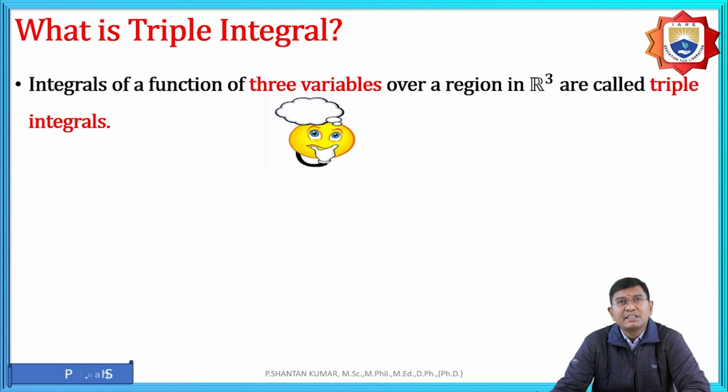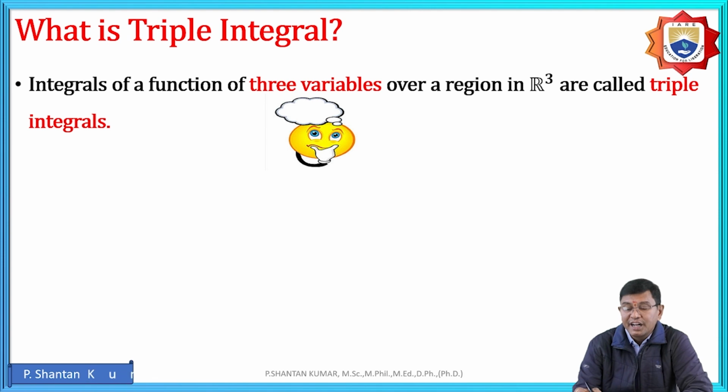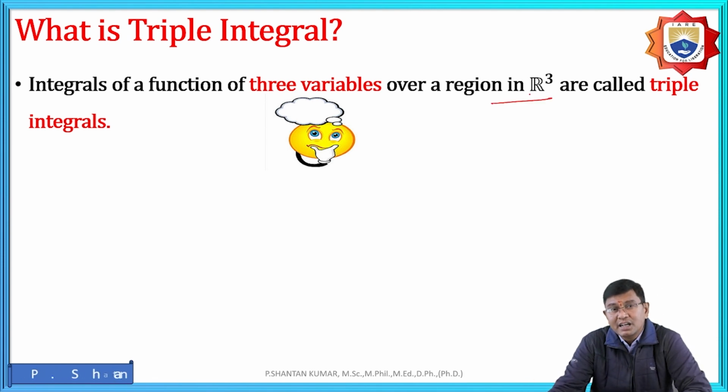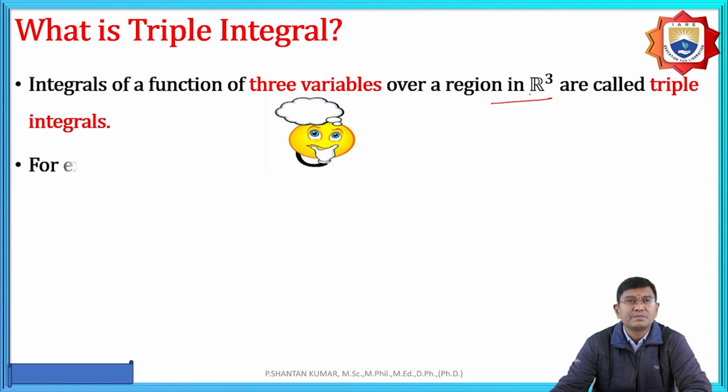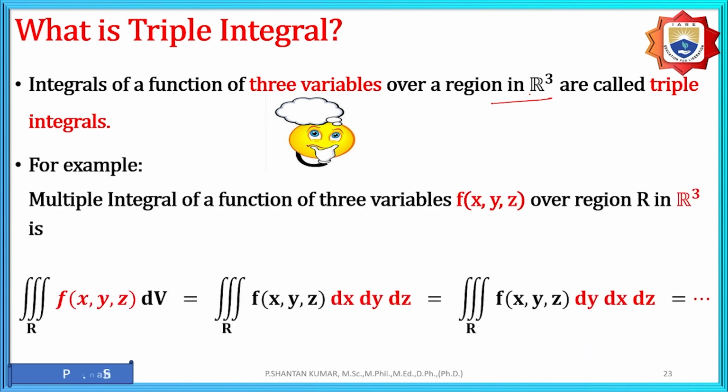What is a triple integration? It is the same as the definition of the double integration. It is the integral of a function of three variables over a region in R3, which is called a triple integration. Over a region in R2 it is called a double integration, and over a region in R3 it is called a triple integration. For example, f(x, y, z).